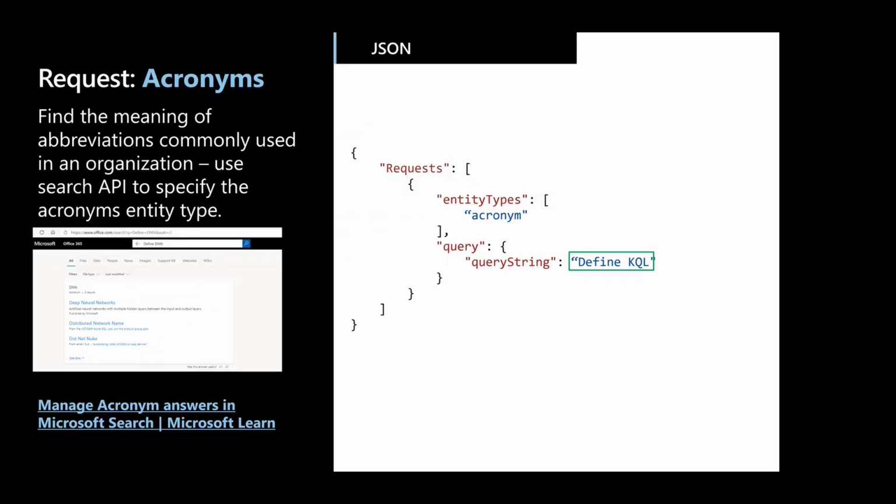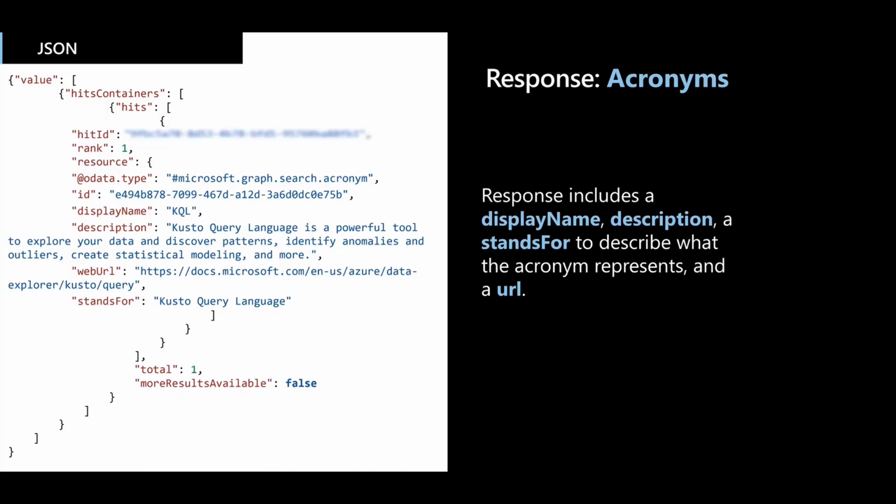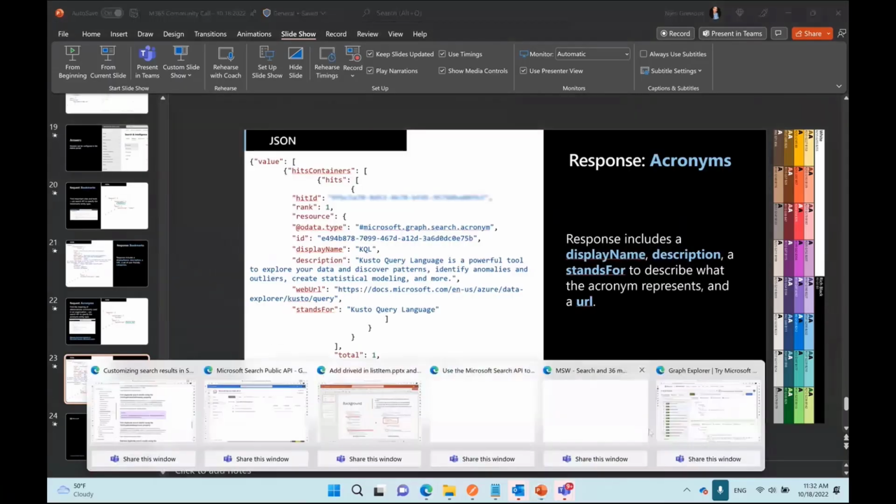Additionally, we allow you to search acronyms, and acronyms are abbreviations. We have a bunch of different ways that you can specify in your query string how to get back the definition of an acronym, so to speak. I'll show you some of the really interesting words that you can leverage to figure out what an abbreviation means. In the response, you're going to get back similar information, the display name and the description, but you're also going to get back a stands for value that shows you what the abbreviation actually stands for, as well as the URL. So with that being said, let's go ahead and try this out together.